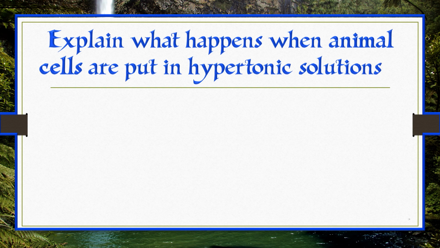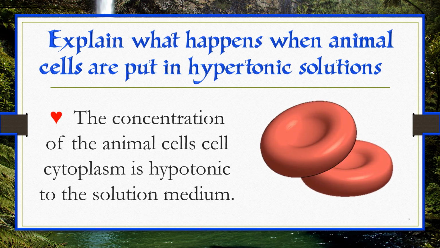Explain what happens when animal cells are put in hypertonic solution. Now, the concentration inside the animal cell cytoplasm is hypotonic to the solution surrounding the cell.